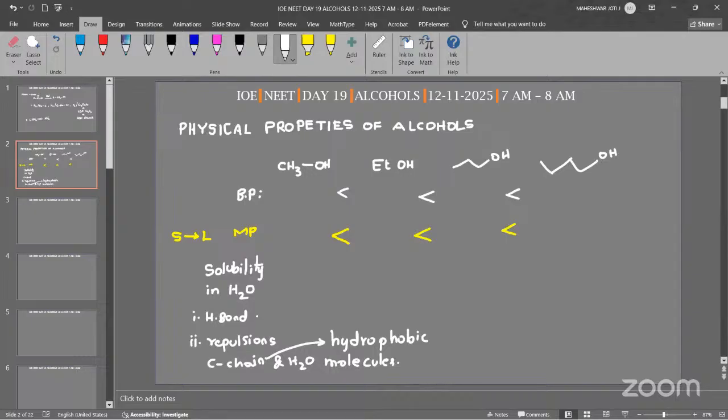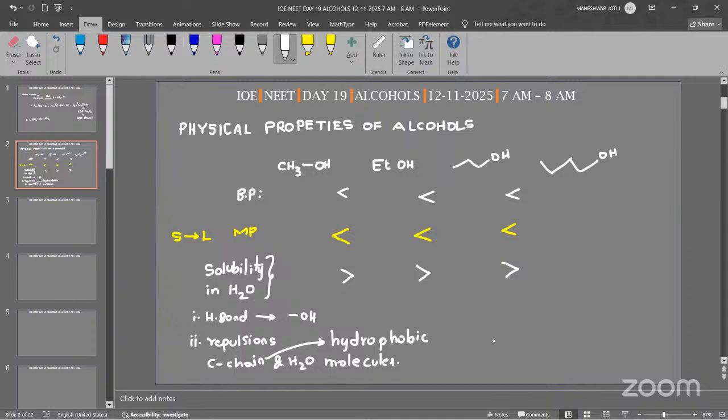Now, what about hydrogen bond? See, hydrogen bond is common in all alcohols because there is only one OH group. So with respect to number of hydrogen bonds, we cannot differentiate the solubility. But with respect to carbon chains, we can differentiate the solubility based on hydrophobic nature. As the number of carbons increases, hydrophobic nature increases, solubility decreases. So based on this, solubility of methanol is greater than that of ethanol, is greater than that of propanol, is greater than that of butanol. Right?